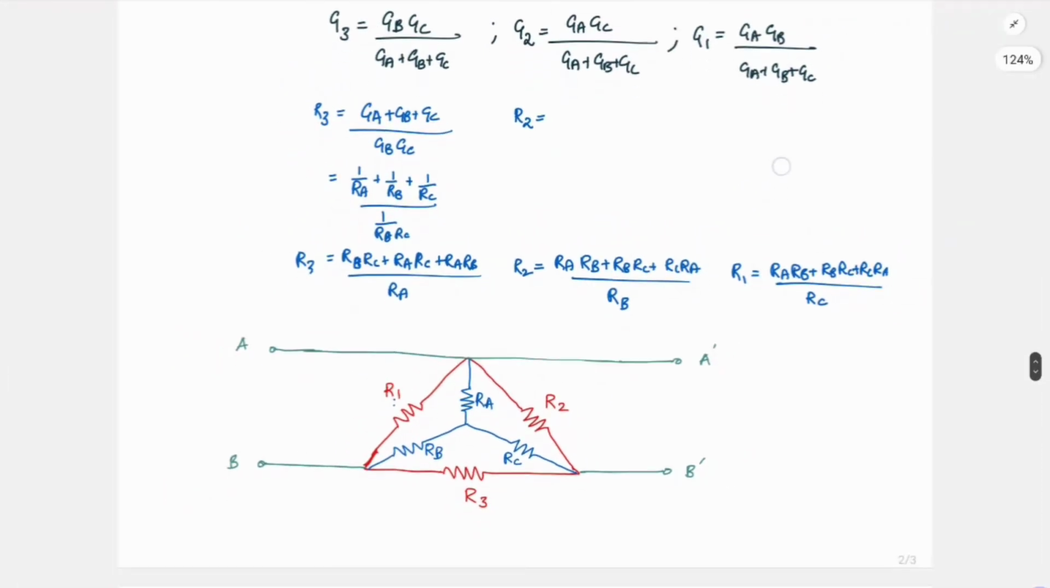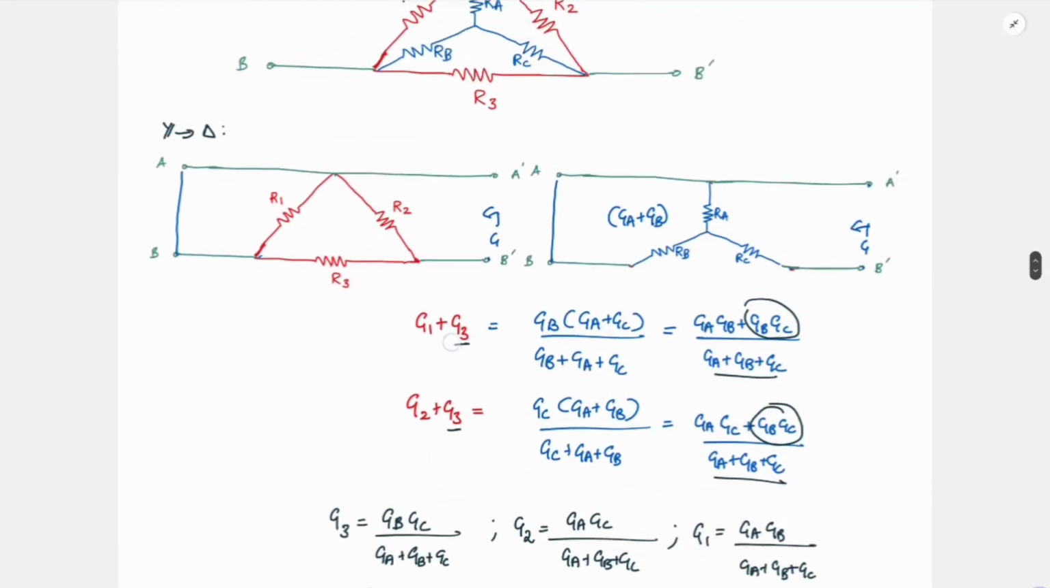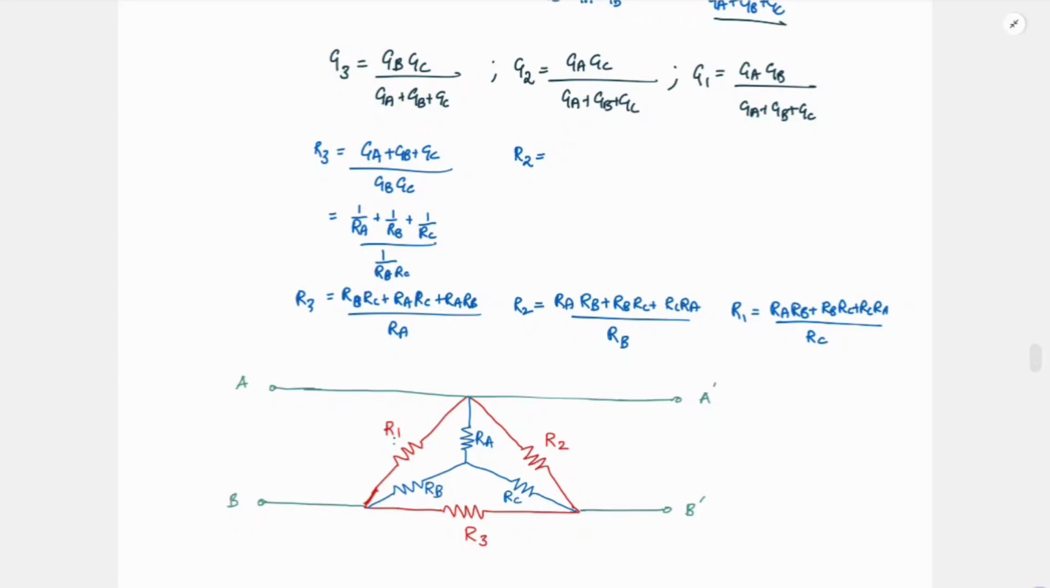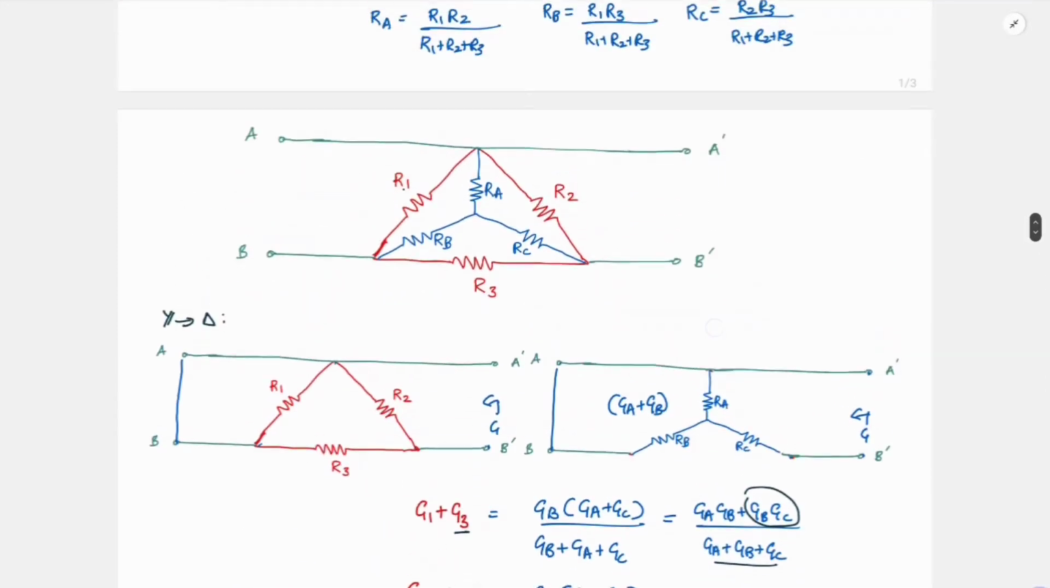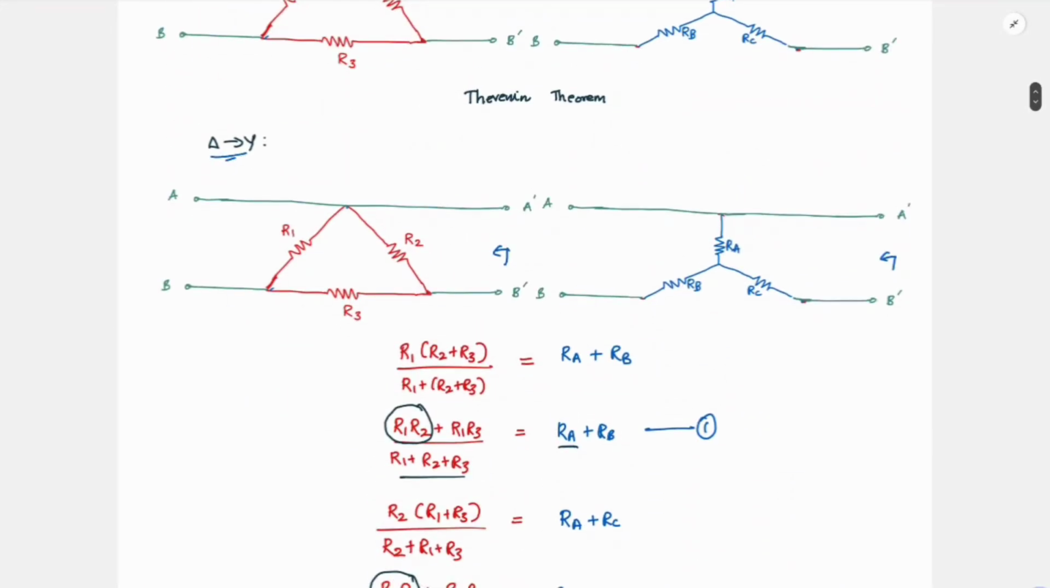In terms of conductance, G1 is nothing but the product of adjacent terms divided by the sum of all the conductances. Similarly for G2, the product of adjacent conductances divided by the sum of all three. Similarly for G3. If you observe the formula, this is the same thing we said for resistances in Y to delta or delta to Y, right? The resistances in delta to Y formula is the same as the conductances in Y to delta. So this is how you quickly derive it, and if you want to remember it, you can remember it this way easily.